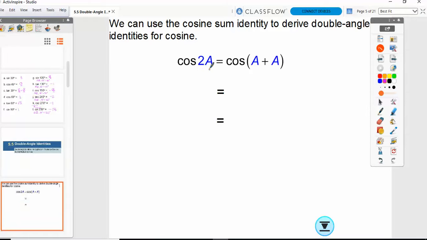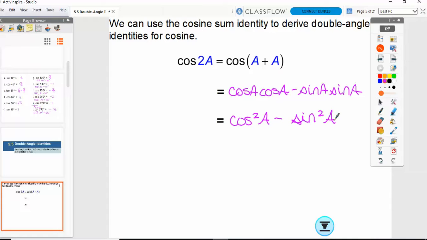So for instance, if I said cosine of 2a, 2a is the same as a plus a, right? So look at your flip chart for the cosine sum identity. So cosine of a plus b. What is that formula? Cosine A cosine B minus sine A sine B. Okay, since both angles are a, what is cosine a times cosine a? Cosine squared a. Sine a times sine a. Cosine squared minus sine squared. Cosine squared plus sine squared is 1, but minus is not.